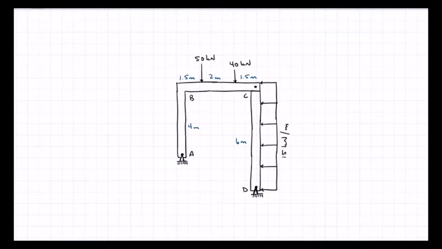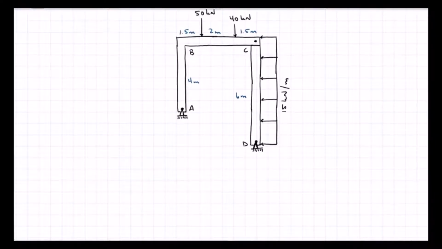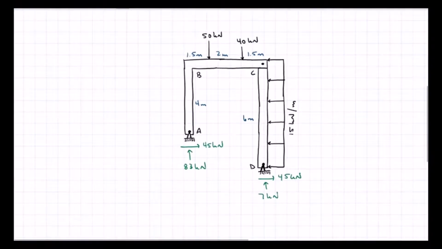We have 2 point loads between B and C, and we have a distributed load from C to D. I want to find the shear, moment, and normal diagrams for this frame. I'm going to start by solving for the reactions. And I find that AX is equal to 45 kilonewtons to the right. AY is 83 kilonewtons up. DX is 45 kilonewtons to the right. And DY is 7 kilonewtons up. I solved that with statics, breaking this apart.